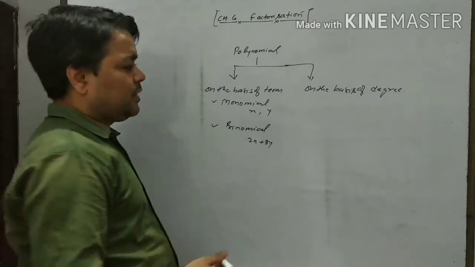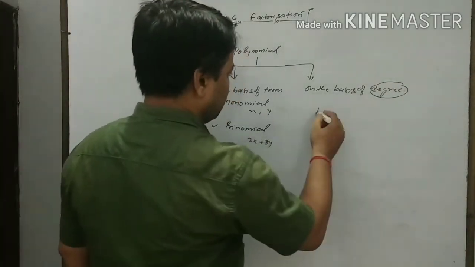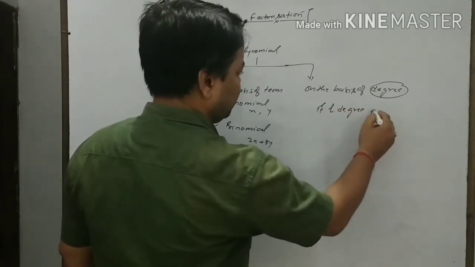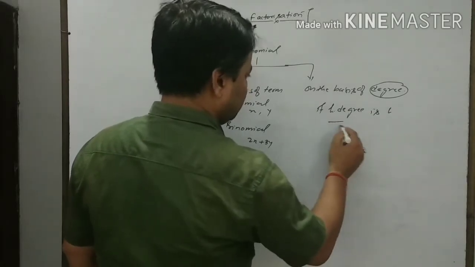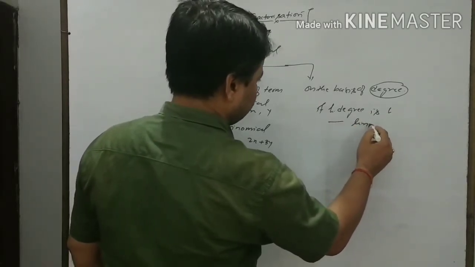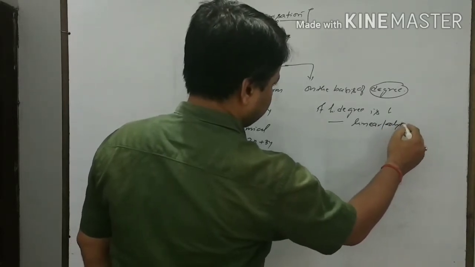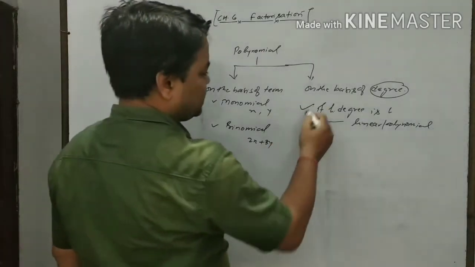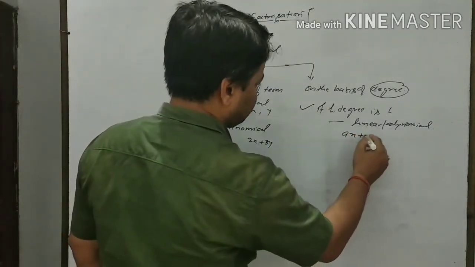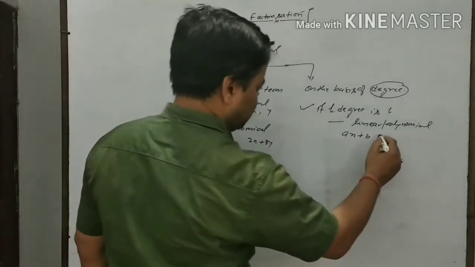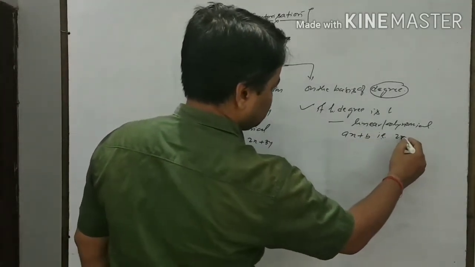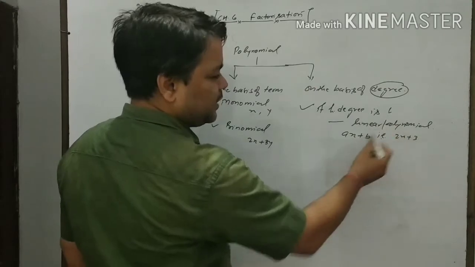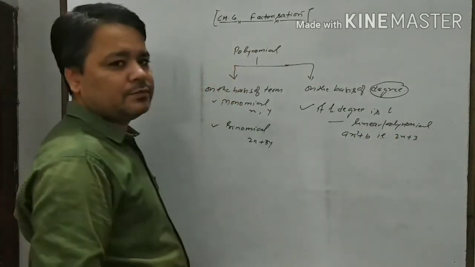But here, on the basis of degree, if the highest degree is 1, then it will be a linear polynomial. The standard form of the linear polynomial is ax plus b. An example is 2x plus 3. Why is it linear? Because its maximum power is 1.